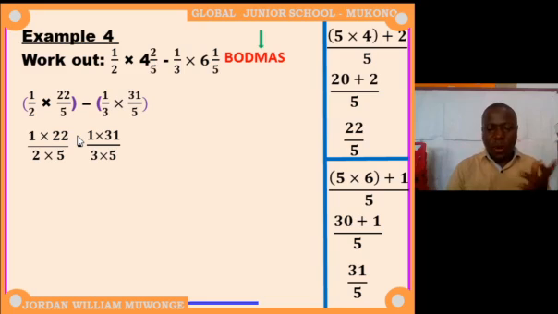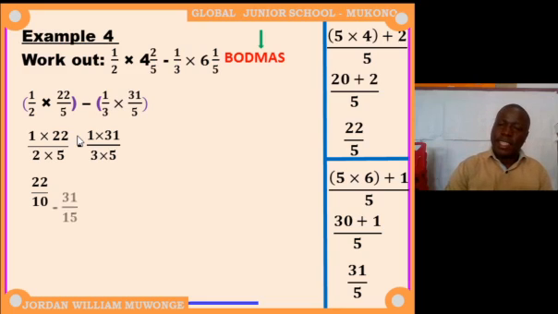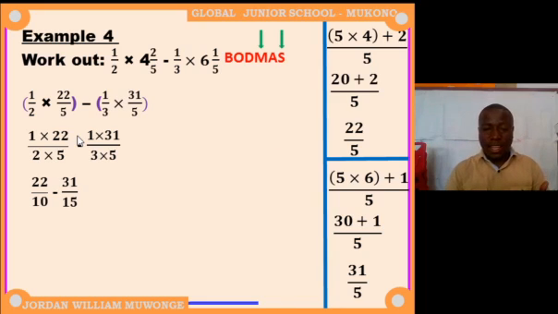There we go. 1 times 22 gives us 22 out of 2 times 5. That's 10. Wow, great. Then, next one. 1 times 31 is 31 out of 3 times 5. That is 15. Now, having reached that step, subtraction of fractions has come in.